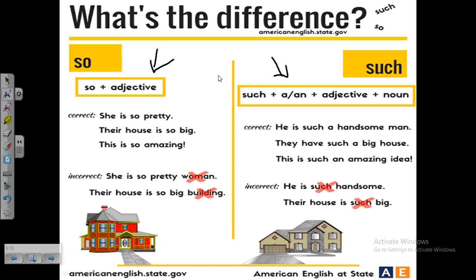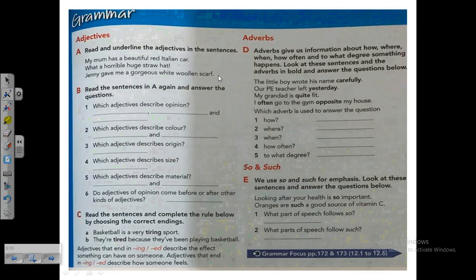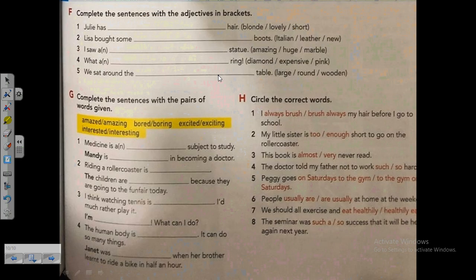Okay. So now let's move to exercise F. Complete the sentences with the adjectives in the brackets. So when I say Julie has hair, long, lovely, short. So I start with opinion, which is lovely. Then I go to size, short, and the last, color. So Julie has lovely, short, blonde hair.